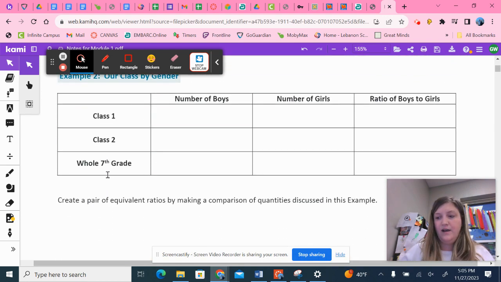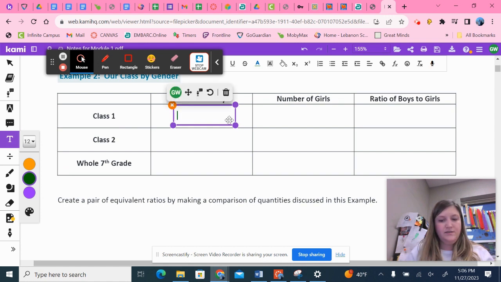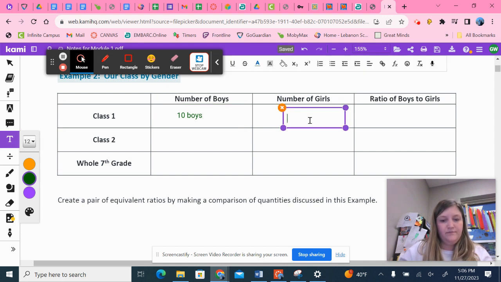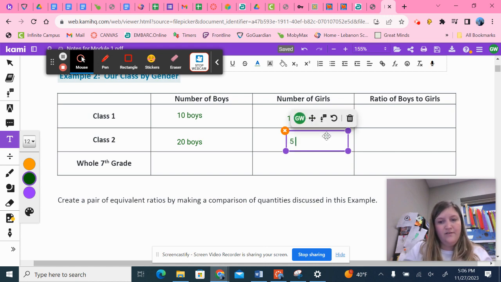Okay. Now, this one we are comparing 2 different classes. We're comparing boys and girls in class 1 and class 2. In the first class, there are 10 boys and there are 15 girls. In the second class, it's a lot weirder. There's 20 boys and 5 girls.